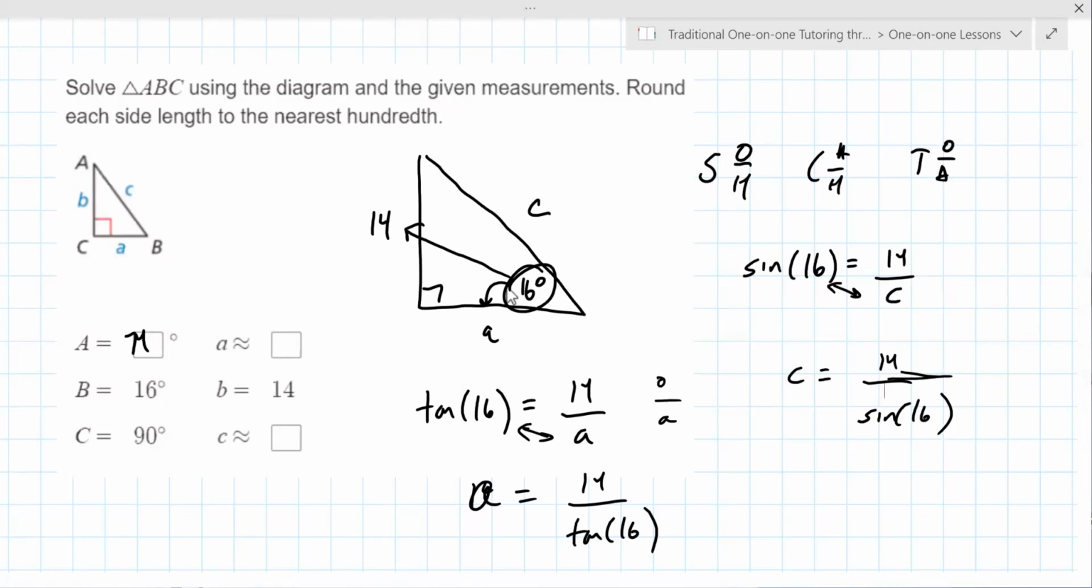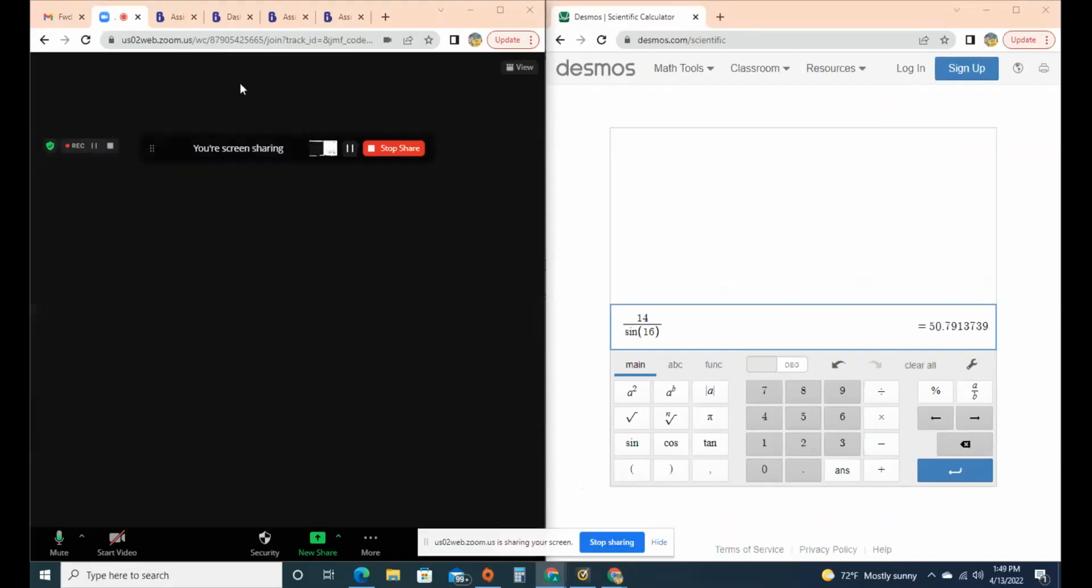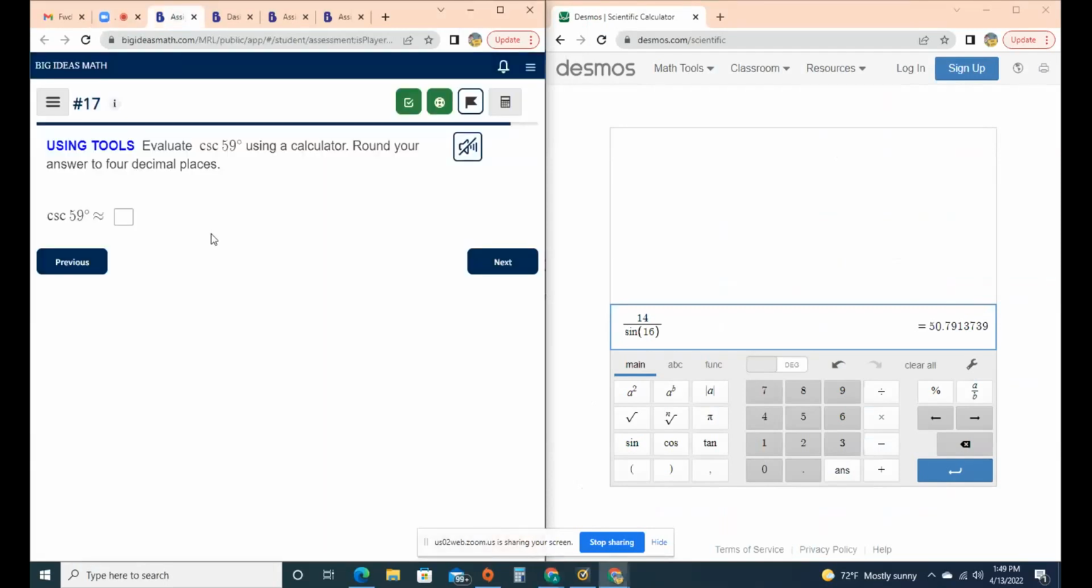So whenever you're ready, go ahead and share your screen again. I'll have you do the last two or three calculator problems. Okay. So cosecant is the reciprocal of sine, so you want to write 1 over sine instead of cosecant. And then it's sine, parentheses, of the angle 59.